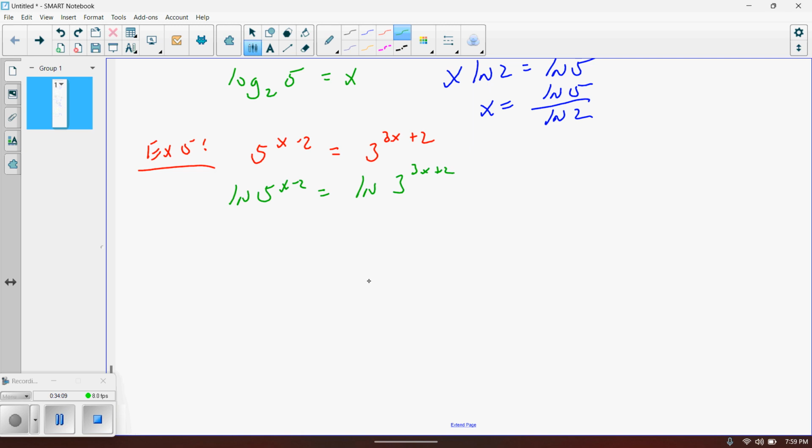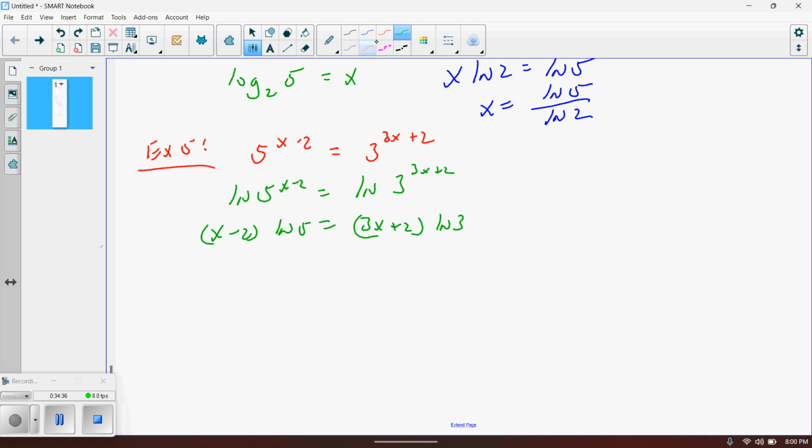All right, let's use our properties. We can bring the exponent out to the front. (x minus 2) times the natural log of 5 equals (3x plus 2) times the natural log of 3. Notice that because those exponents were quantities of addition and subtraction, you put them in parentheses. The reason for that is because we're still trying to solve for x. So what we need to do is distribute on both sides.